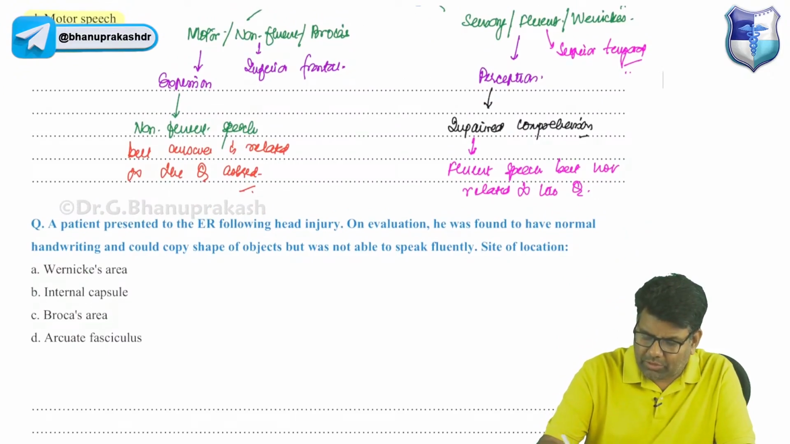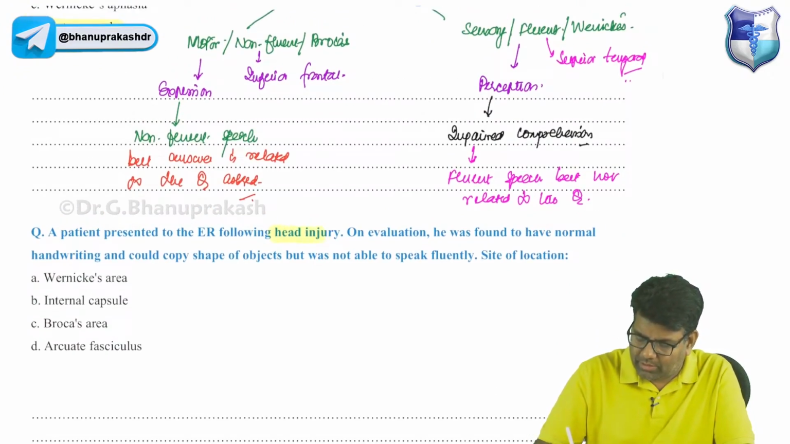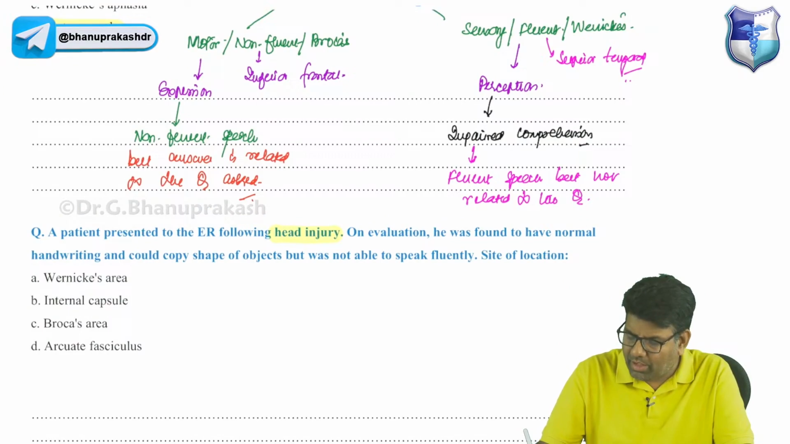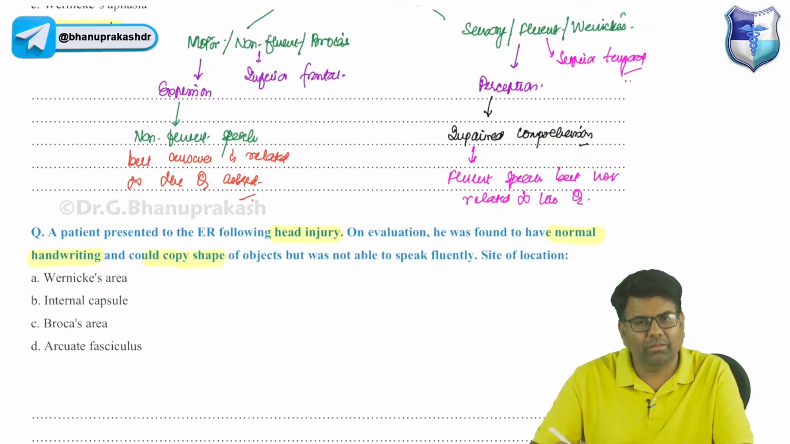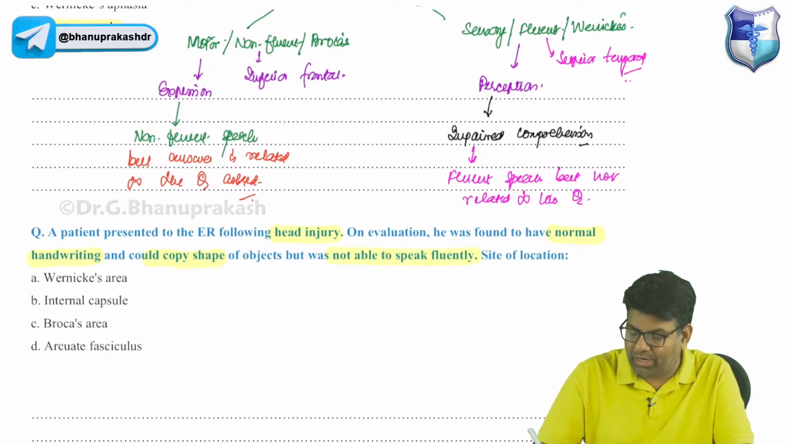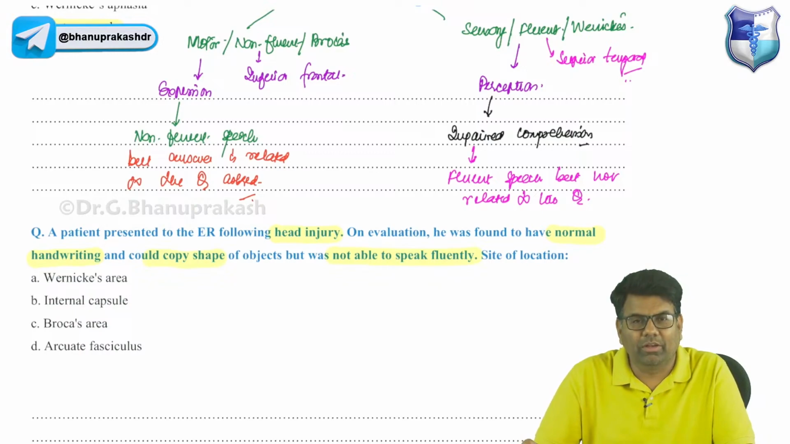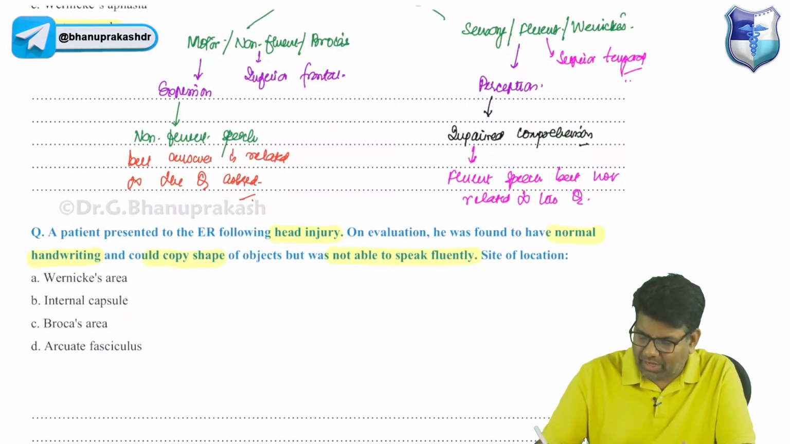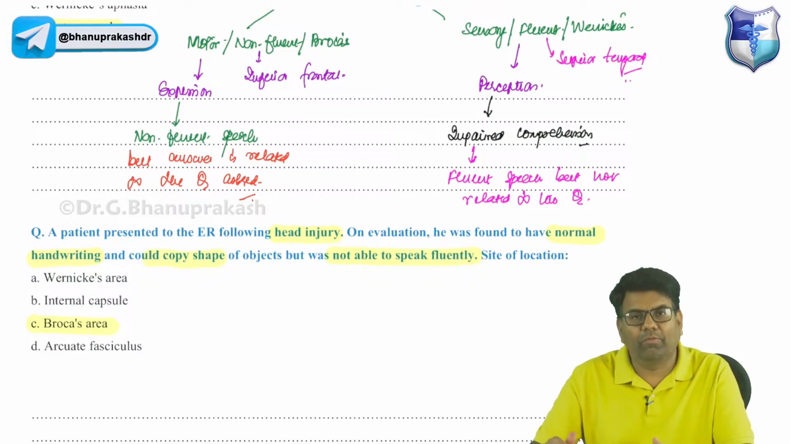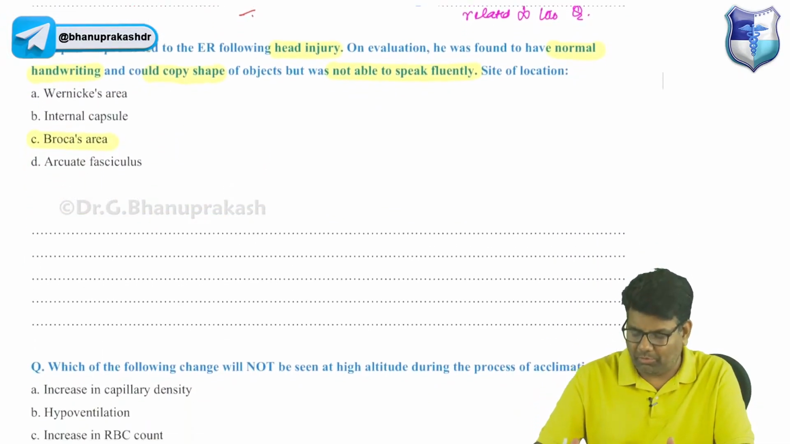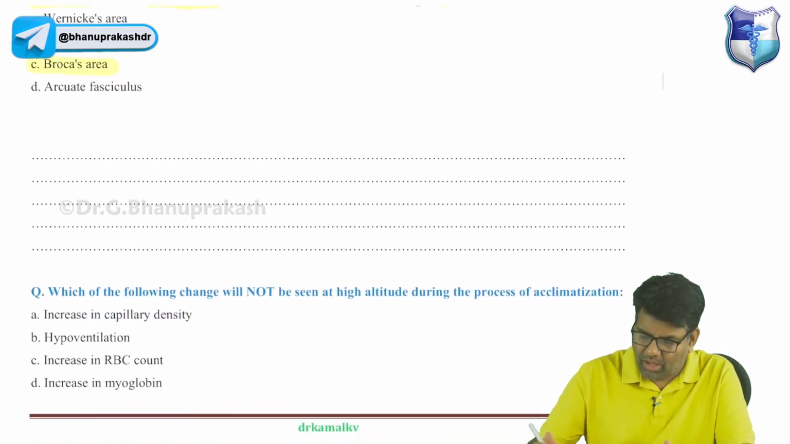Now, next question. There is a case of head injury. The person can write normally, can copy easily, but is not able to speak fluently. What can be the site of lesion? I think everyone can answer this. This is Broca's area, because there is non-fluent speech. This doesn't need any more discussion.